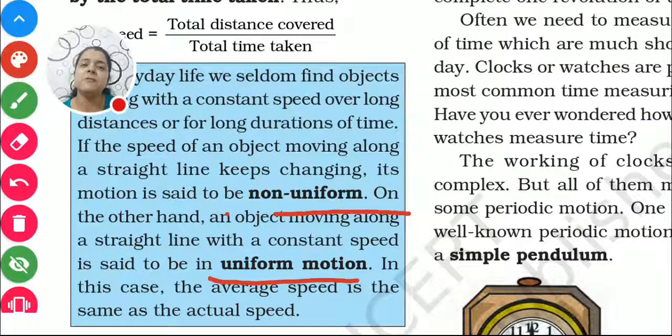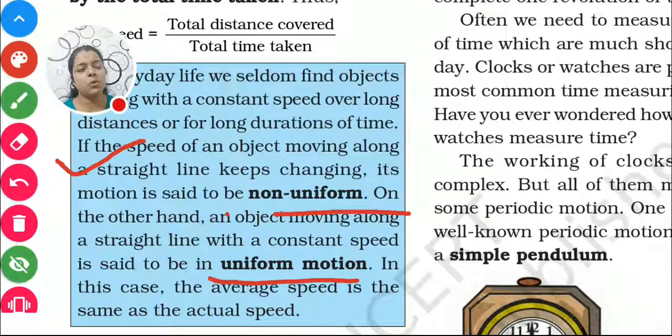Two types of speeds are there. One is non-uniform and second is uniform motion. So when we go for motion, just see if the speed of an object moving along a straight line keeps changing. Keeps changing means what?